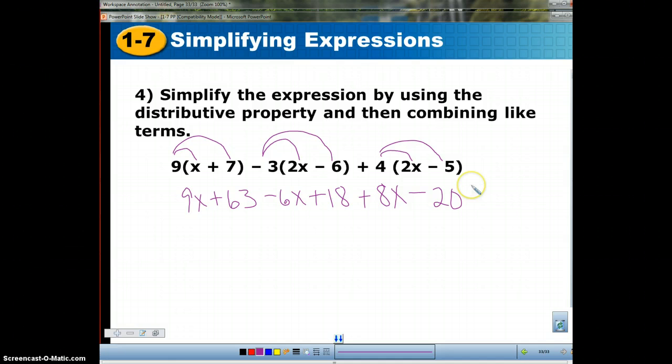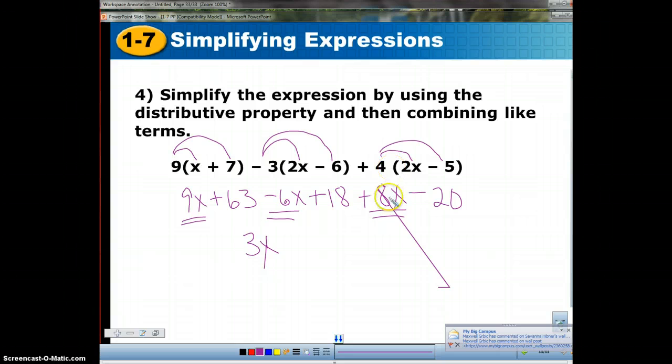Now I need to combine like terms. I have a 9x to the first power here, a minus 6x to the first power here, and a plus 8x to the first power here. So, combining 9x minus 6x, that's 3x, plus 8x from over here. That gives me 3 plus 8 is 11x.